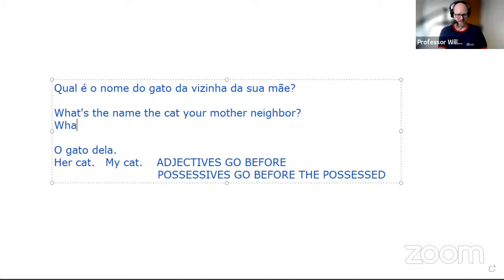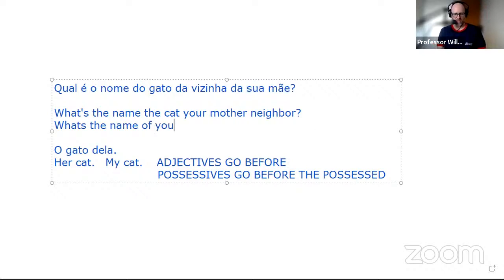O gato aqui. What's the name of... So, o que nós fazemos? Nós pegamos a coisa que não está sendo possuída e nós vamos de trás para frente. So, quem está possuindo o gato? A vizinha. O gato é da vizinha, right? Então, quem está possuindo a vizinha? A mãe, right? A vizinha é da mãe. Então, vai ser invertido, vai começar com a mãe.